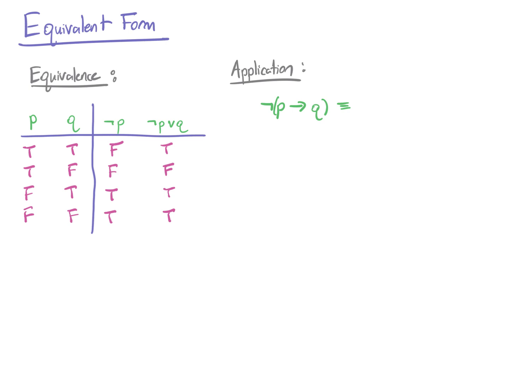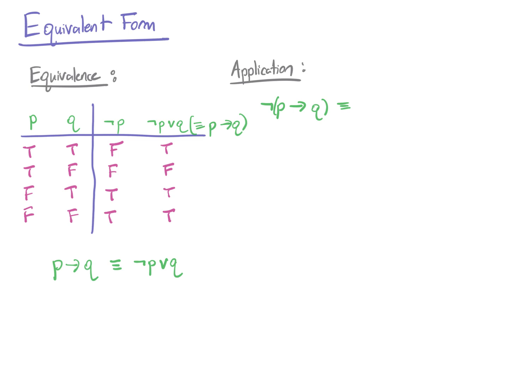The important thing to notice here is that this is exactly the same truth table as the expression P implies Q. So the big fact that we have proven here with our truth tables is that P implies Q is logically equivalent to not P or Q.